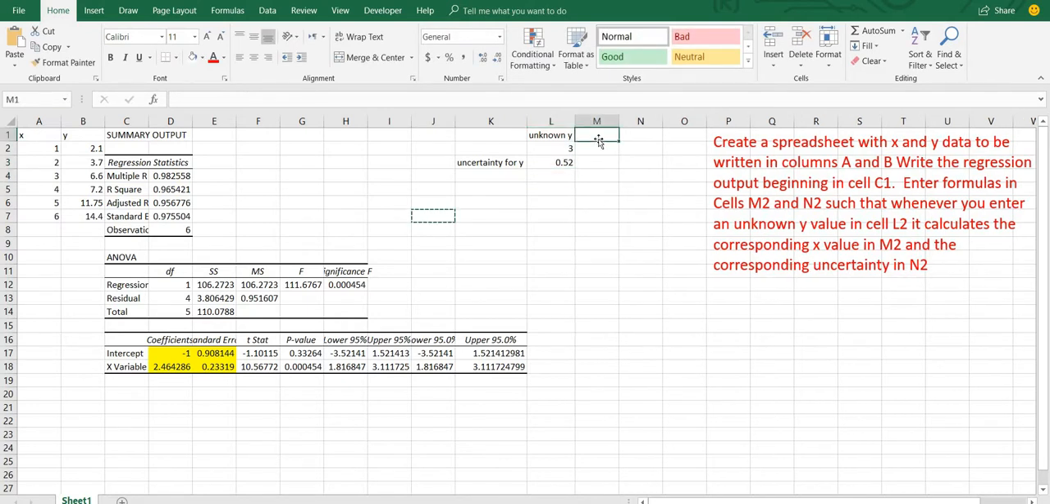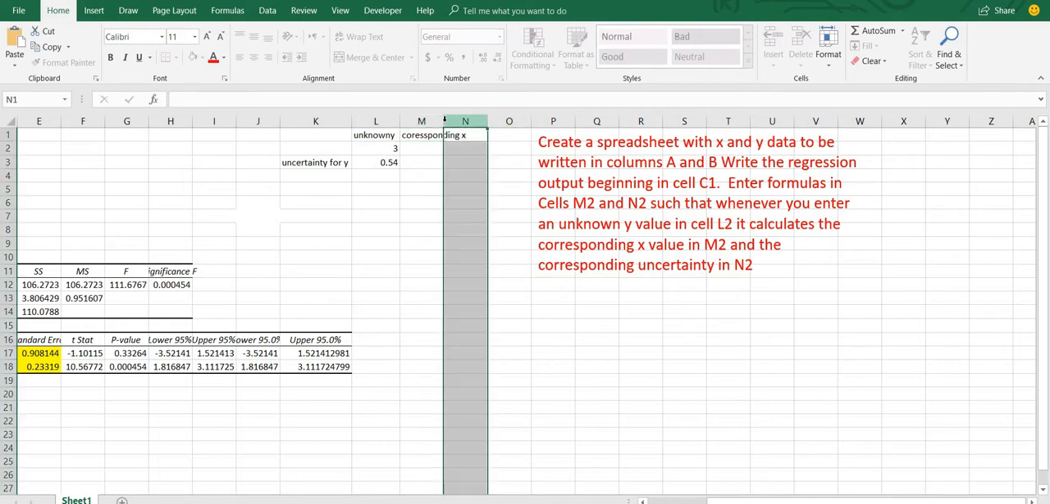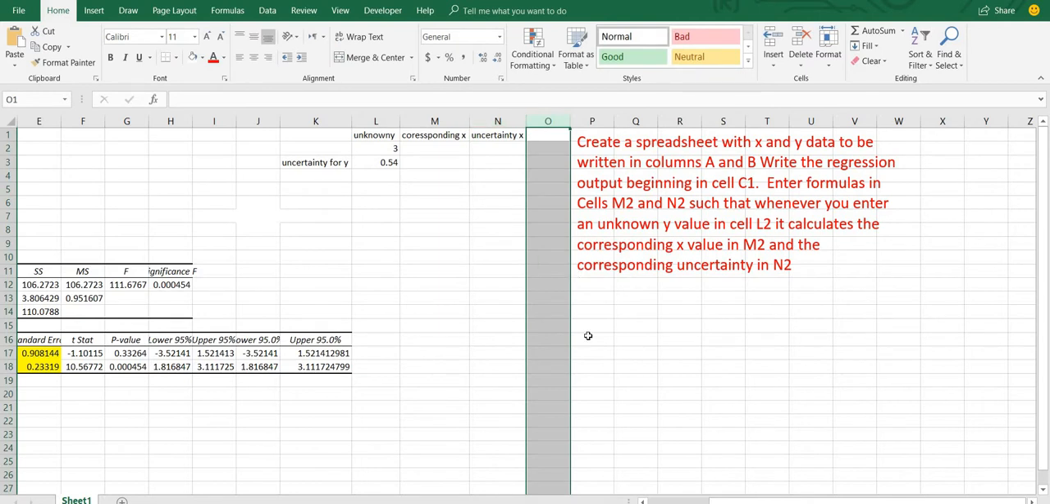Now for our M, let's move that down. M will be our corresponding X. N will be our uncertainty for x. Now we will be calculating the corresponding x and the uncertainty of x.